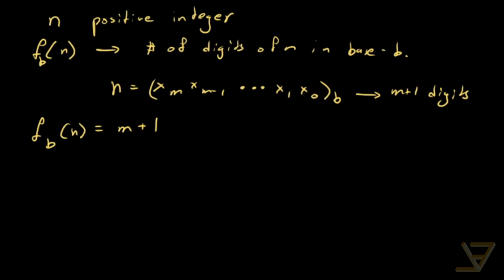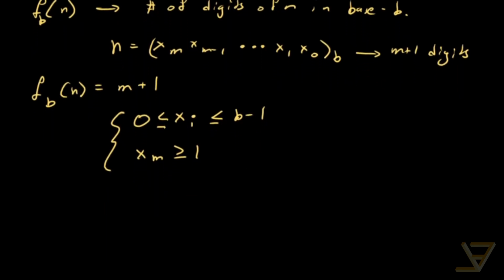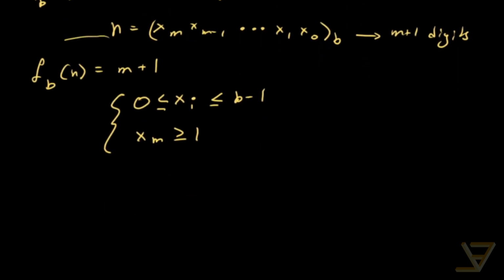The main insight is that each x_i, since it's in base b, is less than or equal to b minus 1 and greater than or equal to 0. And the second insight is that x_m, the highest digit, has to be greater than or equal to 1. It can't be 0, because by definition we don't allow the highest digit of a positive integer to be 0. Then it would be a lower place digit that would be the highest place digit. So using these two, we can make some good progress.